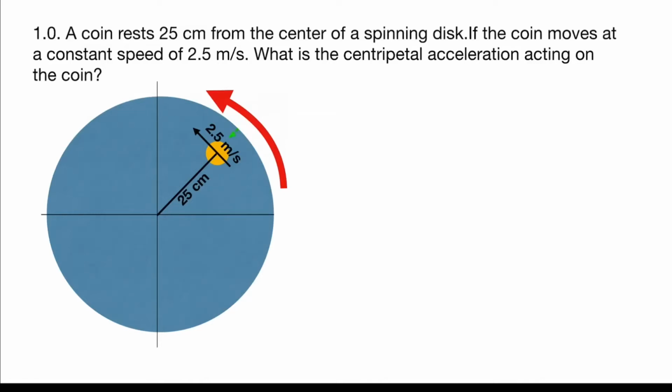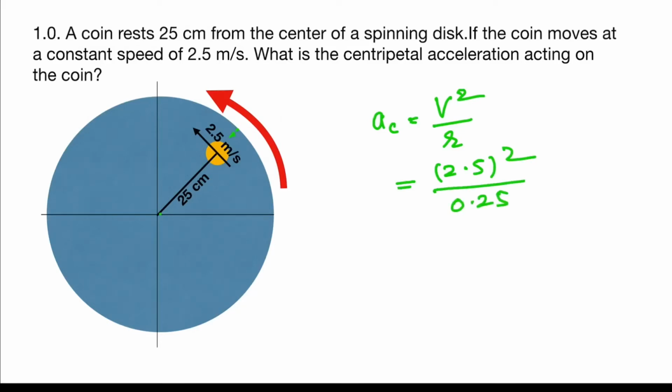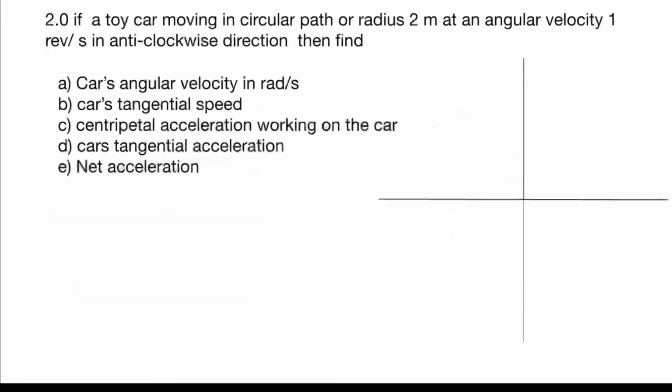The speed of different points on the disk is different, depending on the distance of that point from the center of the disk. So here in this case, the centripetal acceleration AC is given by the tangential velocity squared divided by the radius of the circle. Here 2.5 squared divided by 0.25 meters, which is equal to 25 meter per second squared. The direction of the centripetal acceleration is always toward the center of the circle. Now let's move to question number 2.